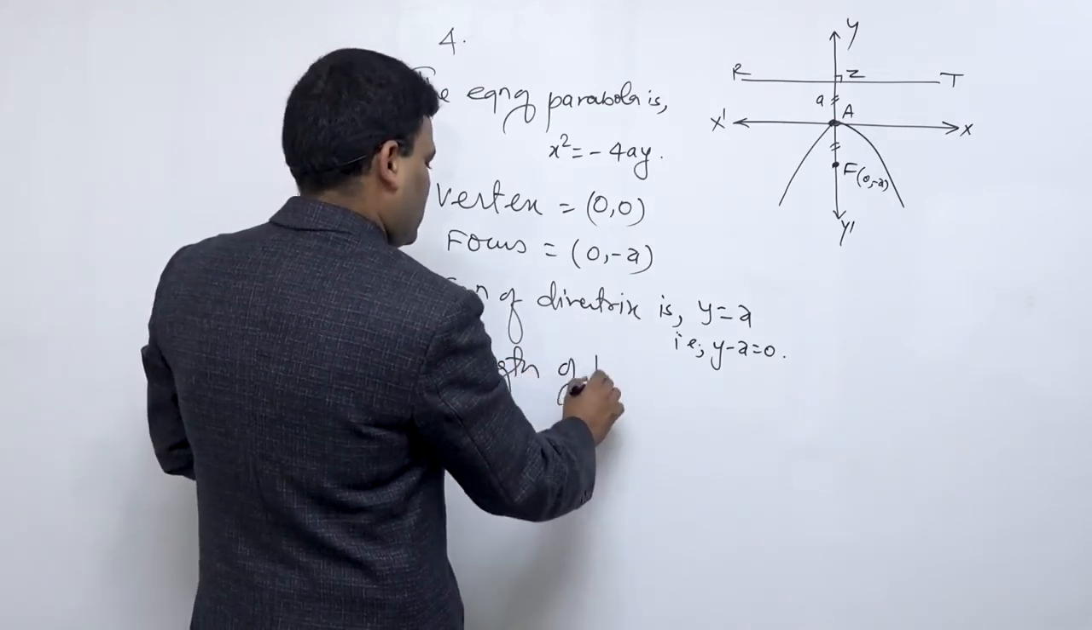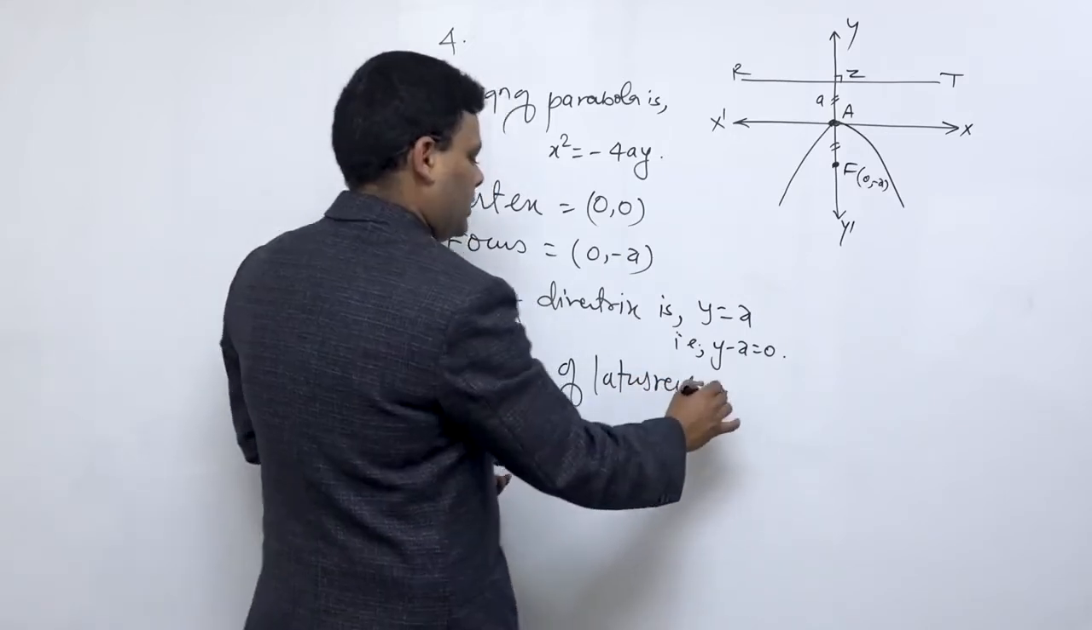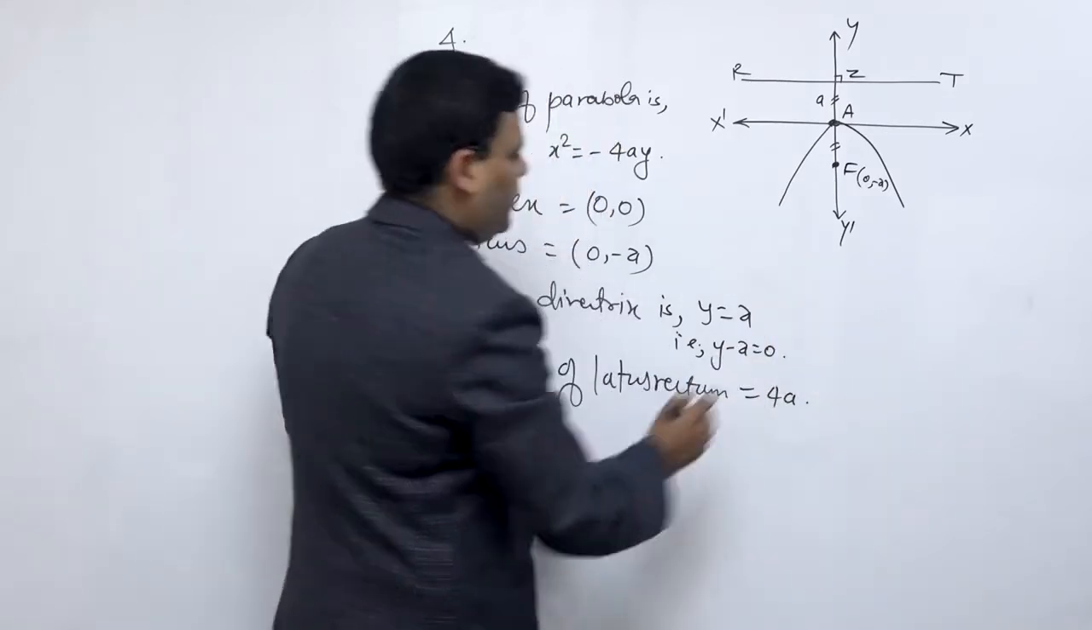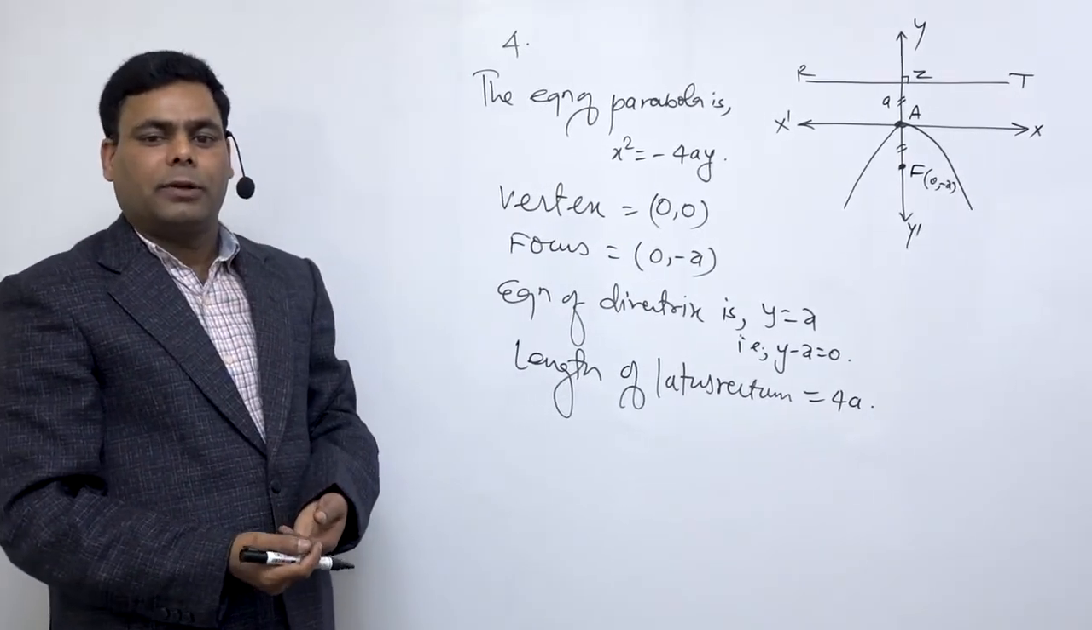Length of latus rectum in this case is also 4a. So these are the 4 cases of the parabolas.